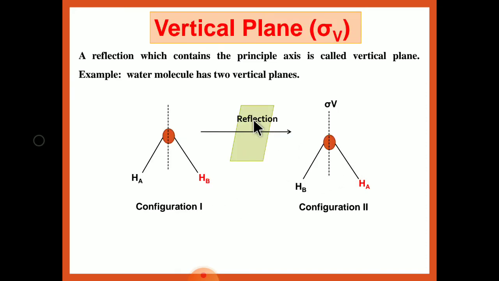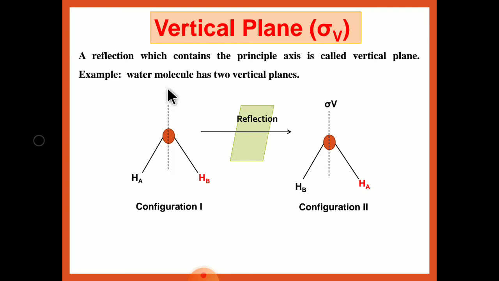The example of vertical plane is shown below. This is the vertical plane, which is represented by the symbol sigma v. A reflection which contains the principal axis is called a vertical plane. Example: the water molecule has two vertical planes. So this is the example of the water molecule. One of the hydrogens of H2 is coded as Ha and the other is Hb. So this is the molecule of H2O, HOH. This is the first configuration of the water molecule.